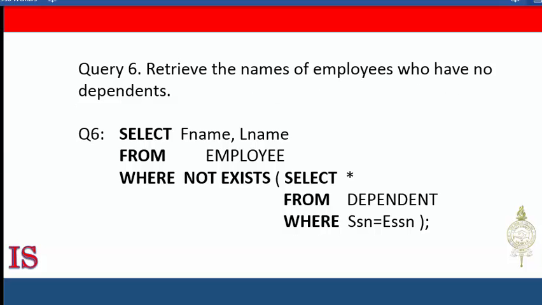For each employee tuple, the correlated nested query selects all dependent tuples whose ESSN value matches the employee social security number. If the result is empty, no dependents are related to the employee. So we select that employee tuple and retrieve its first name and last name.